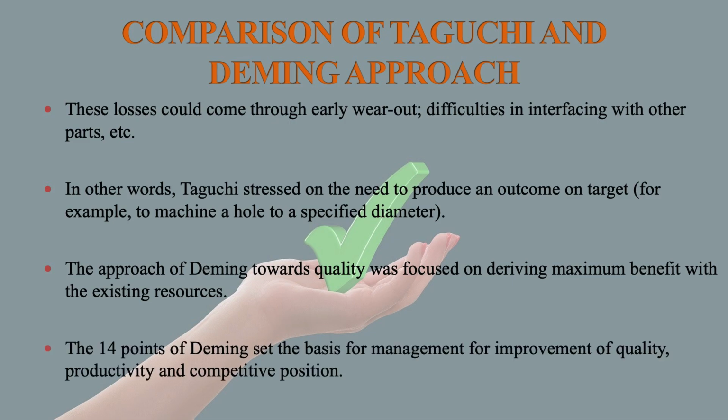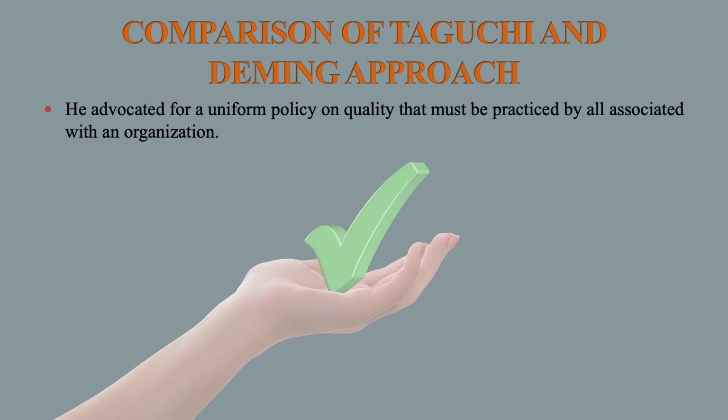The 14 points of Deming set the basis for management for improvement of quality, productivity and competitive position. He advocated a uniform policy on quality that must be practiced by all associated with an organization. That is the difference between Taguchi's and Deming's approach.